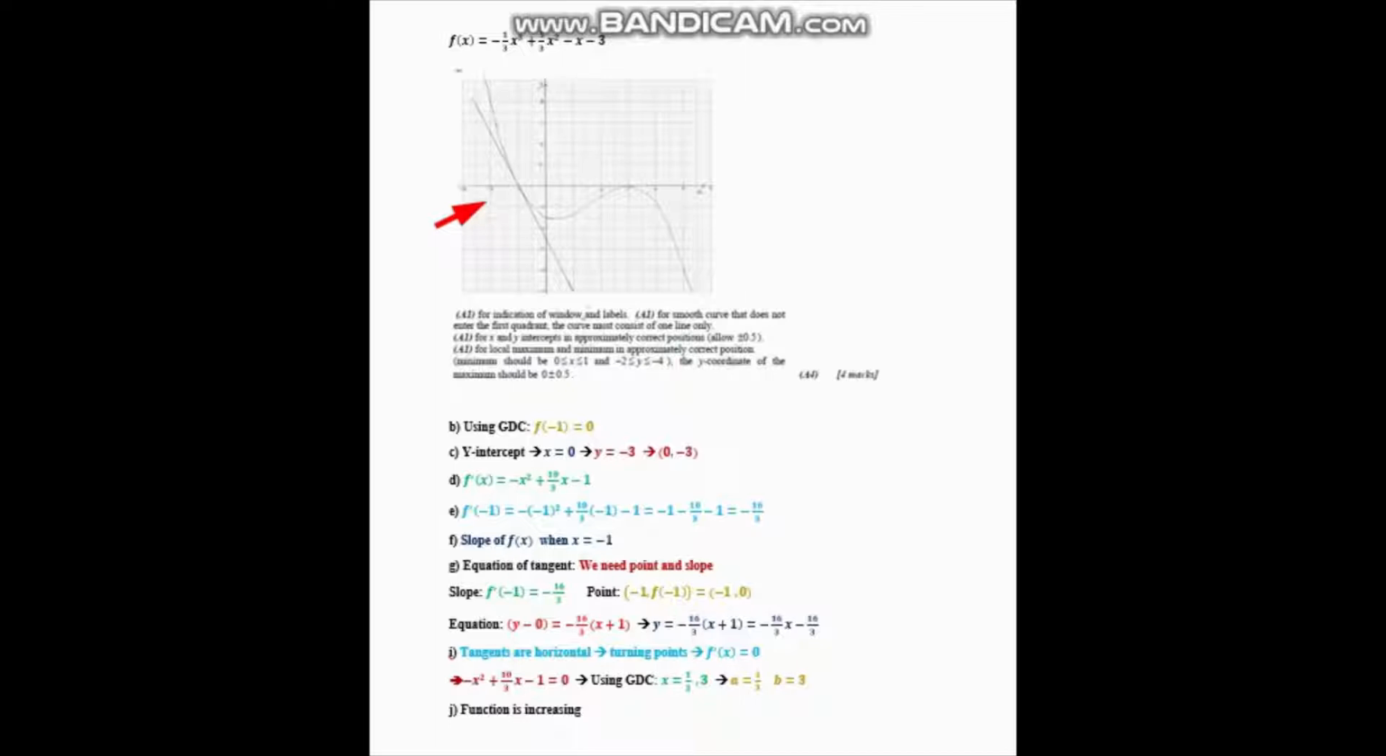Of course, you didn't even have to sketch it on your GDC. You could have just drawn a line that touches the curve at x equals -1. However, if you were unsure of what to do, you could just simply write the equation down on the GDC and let the GDC sketch for you.